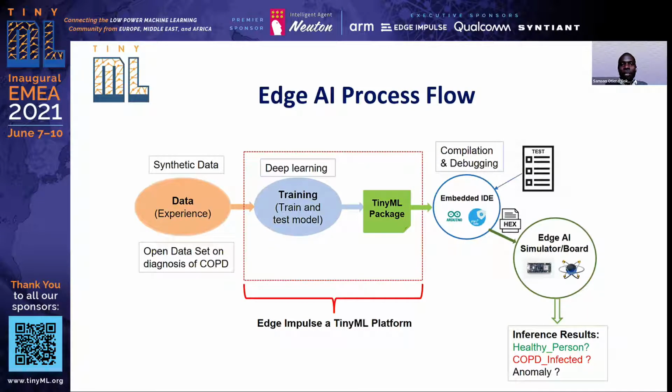Our process to come up with a model is that we are exploring the use of open datasets on COPD and also synthetic data. We feed this into Edge Impulse, which is a TinyML platform that we are using for training. Then we generate a TinyML package that we compile on STM32 Cube IDE and Arduino IDE and generate a HEX that we later use for Proteus. We are also exploring the STM32 boards and the Arduino Nano 33 BLE Sense. The inference result is whether somebody is healthy or not, and if any anomalies are witnessed, we are able to detect those and alert.